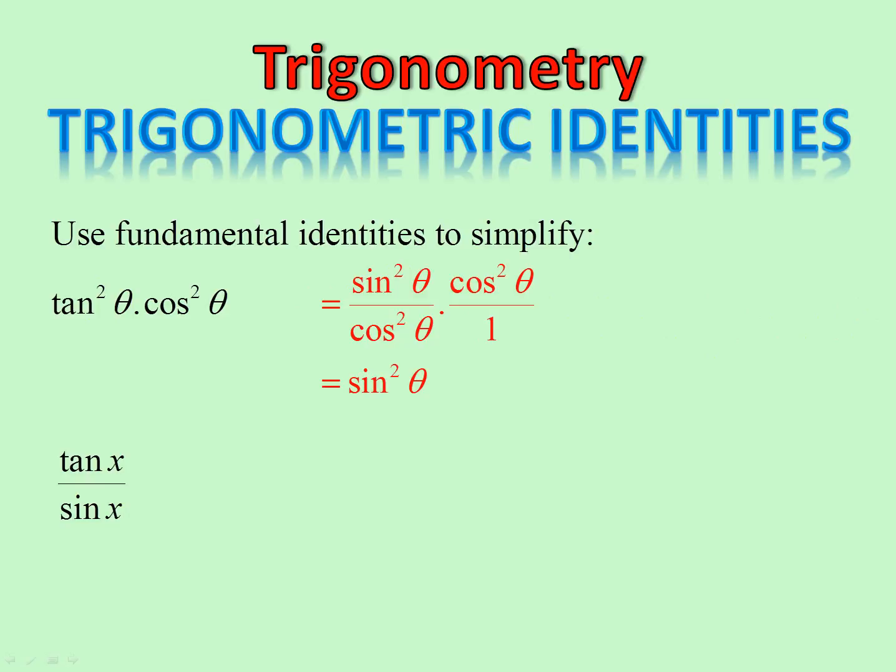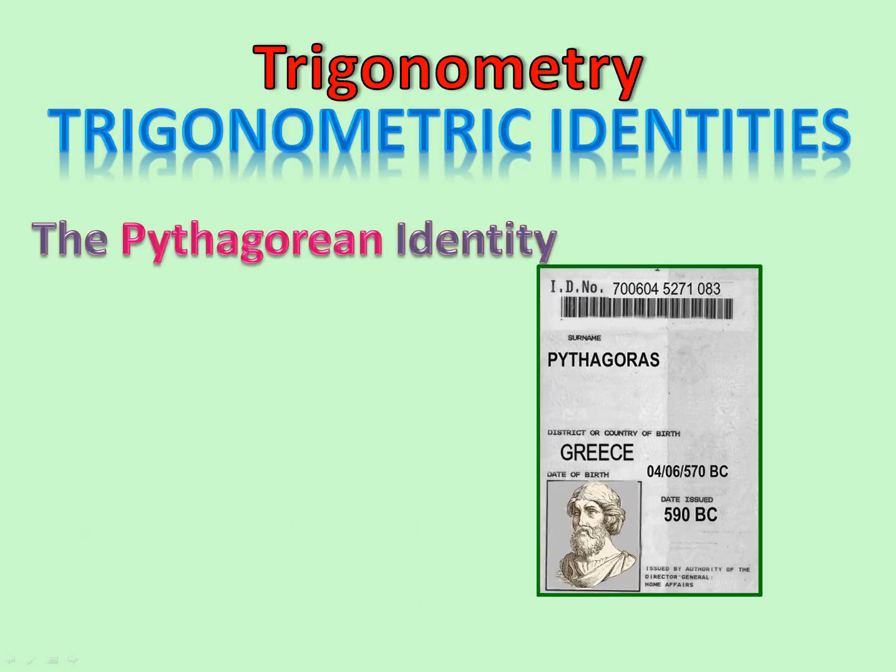Here's another one, tan over sine x. So we change the numerator to sine over cos. And because we're dividing by sine, that means multiplying by 1 over sine. It just makes it a bit easier than dealing with fractions within fractions. That gives you 1 over cos.